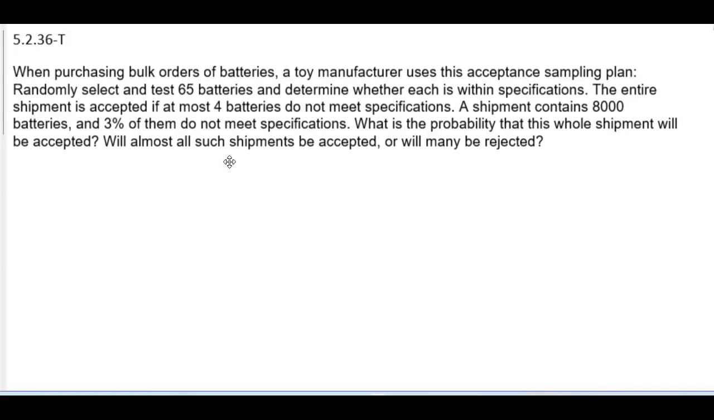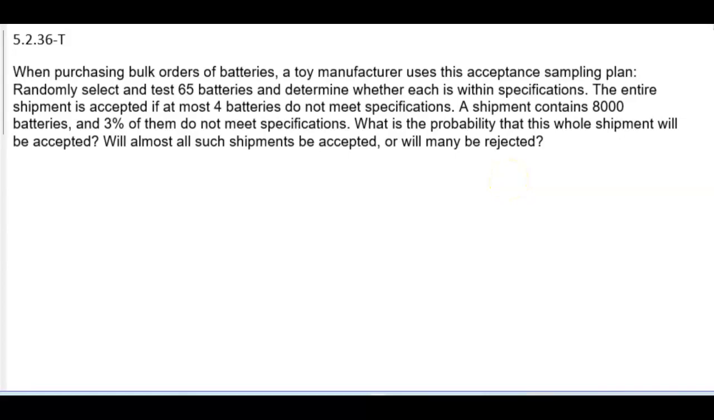A shipment contains 8,000 batteries and 3% of them do not meet expectations. What is the probability that this whole shipment will be accepted? Will almost all such shipments be accepted, or will many be rejected?